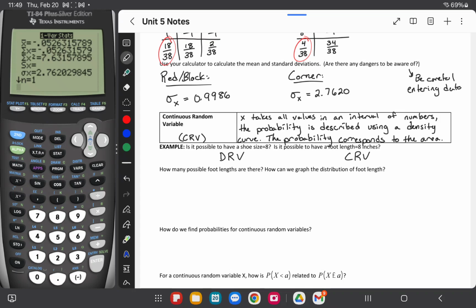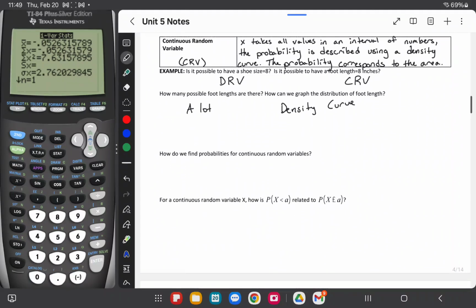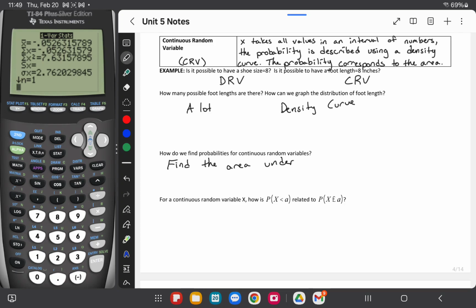So how many possible foot lengths are there? A lot more. There's a lot of possible foot lengths compared to the shoe sizes. How would we be able to graph those? We would have to use a density curve to be able to do that. Now, when we want to find the probabilities for those, how are we going to do that? We need to find the area under the curve. So finding the area under the curve is going to be how we find our probabilities for a continuous random variable.